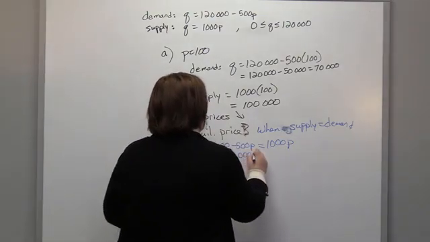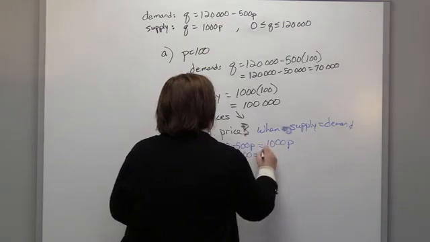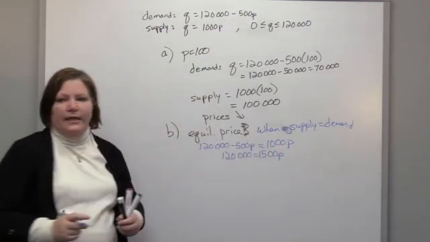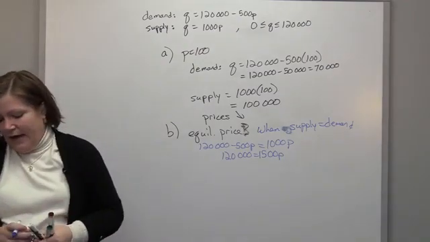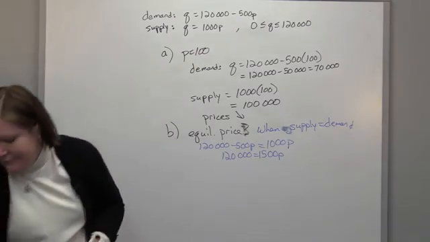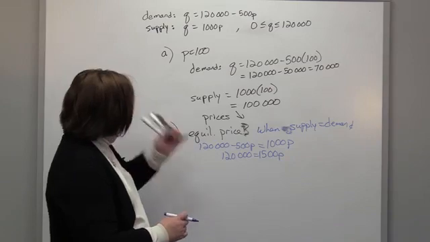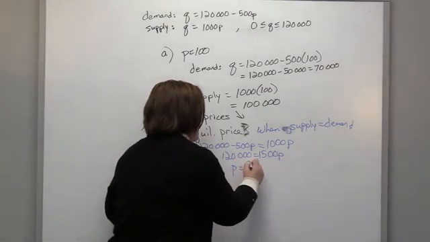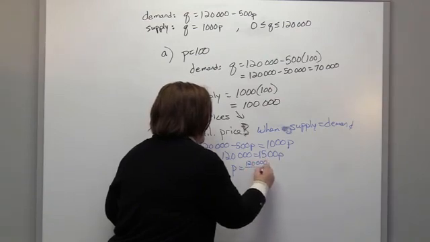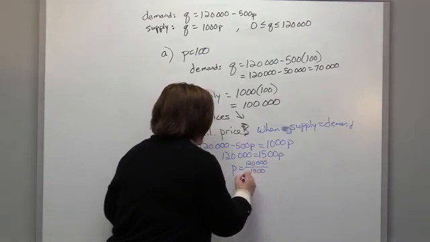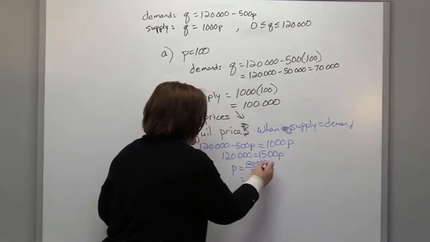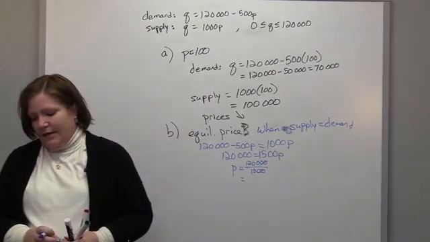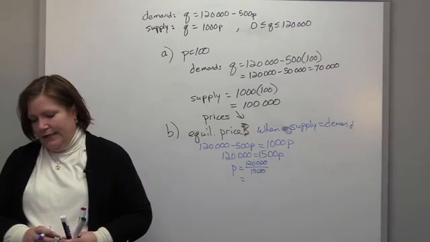Working it out, add 500p to both sides, and we get a number that is, doing the arithmetic carefully on paper, or you can have technology help you, right? Lots of different tricks, and you get p equals 80.